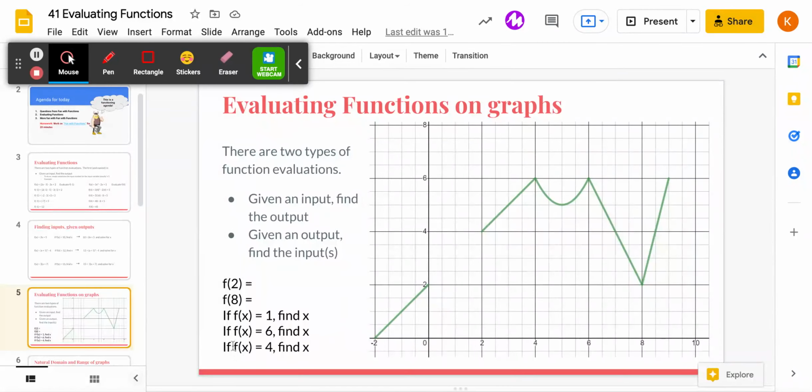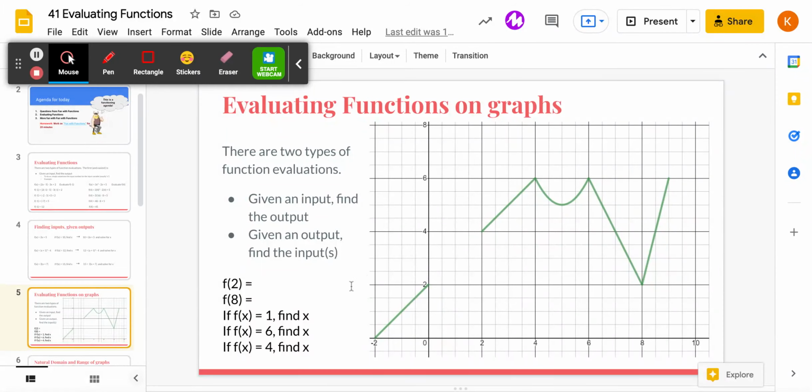Last but not least, when is the output 4? That's what this is trying to tell us. So I look at the graph. This looks like an output of 4 right here. That's when x is 2. Over here, it happens again when x is 7. And it happens again right here when x is 8.5. So there are, again, 3 different times on this graph when the output is 4. And that exists when x is 2, when x is 7, and when x is 8.5.